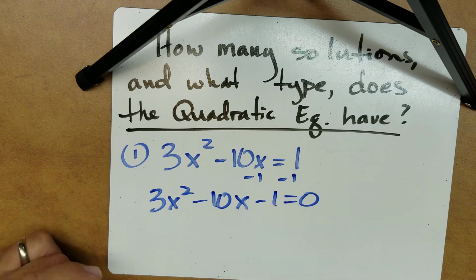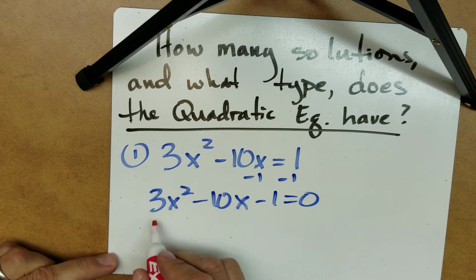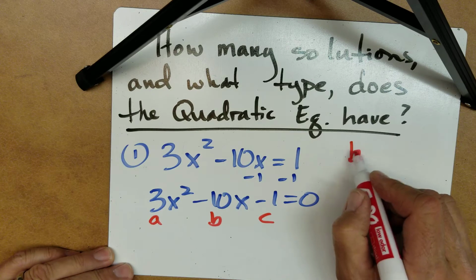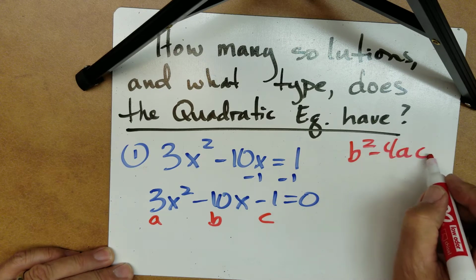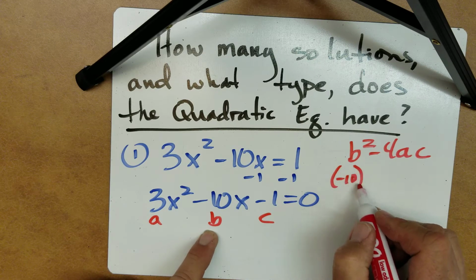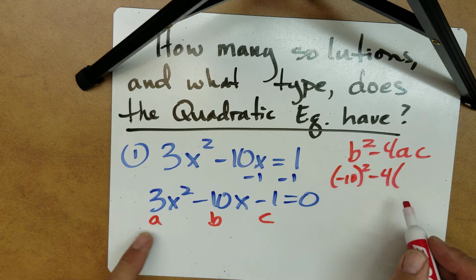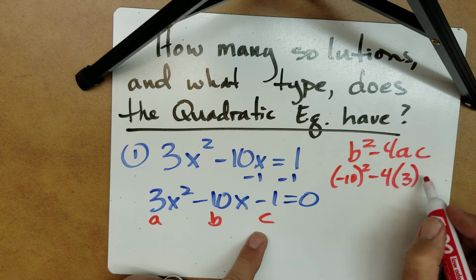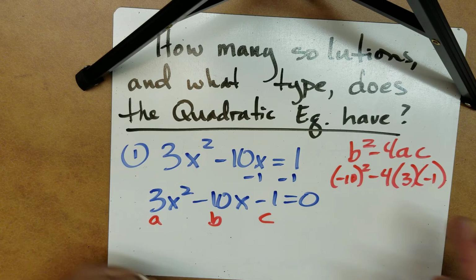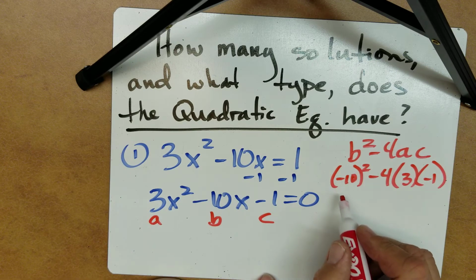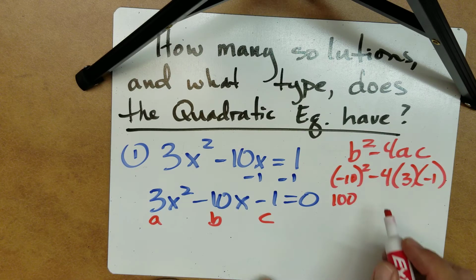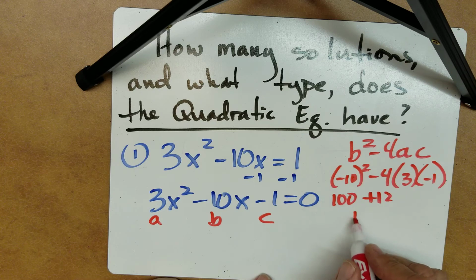So there's that. And don't forget, now here's my A, right there's my B, there's my C. So if I were to put that in, B squared minus 4AC, let's put that in there. B is negative 10. I get negative 10 squared minus 4 times A is 3, and C is negative 1. Maybe you can see already this is going to end up being positive, but let's simplify it anyway. Negative 10 squared, of course, is 100. What's negative 4 times 3 times negative 1? That's positive 12, and I have 112.